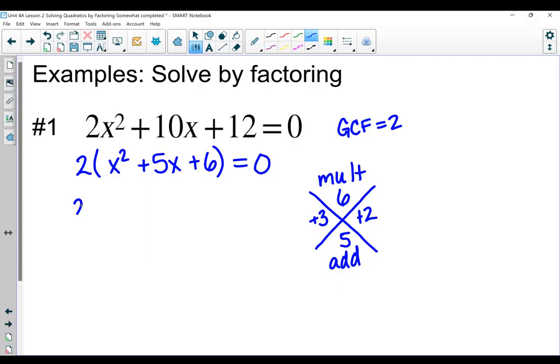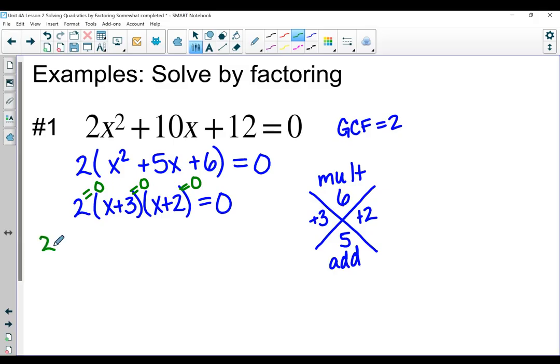And I can quickly write my factored form to be 2 times x plus 3 times x plus 2 is equal to 0. That factoring should really be a review for you at this point. The new thing today is solving. We have an equal sign, we have an equal to 0, which means that we could say each factor here is equal to 0 could result in a solution to our equation.